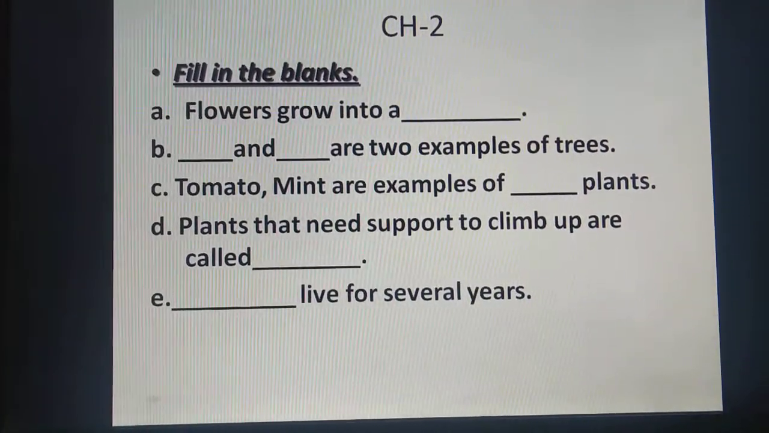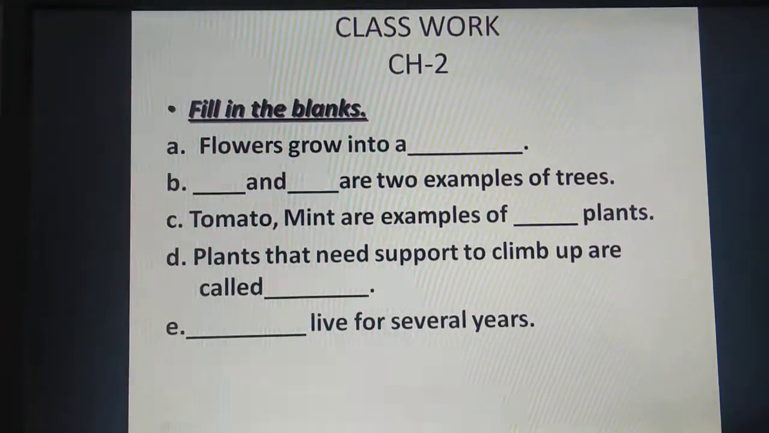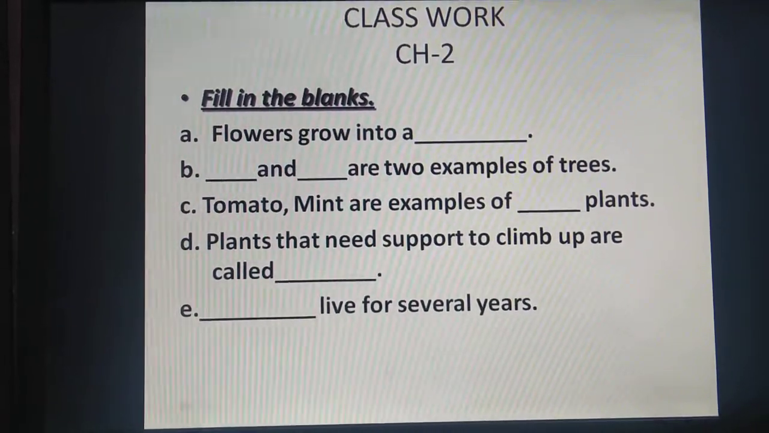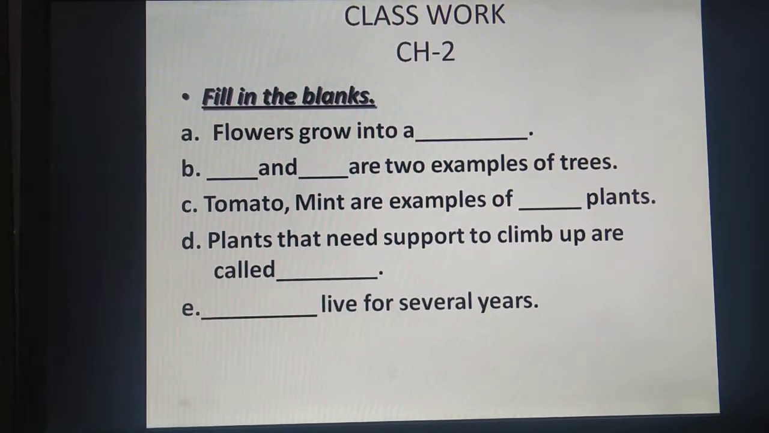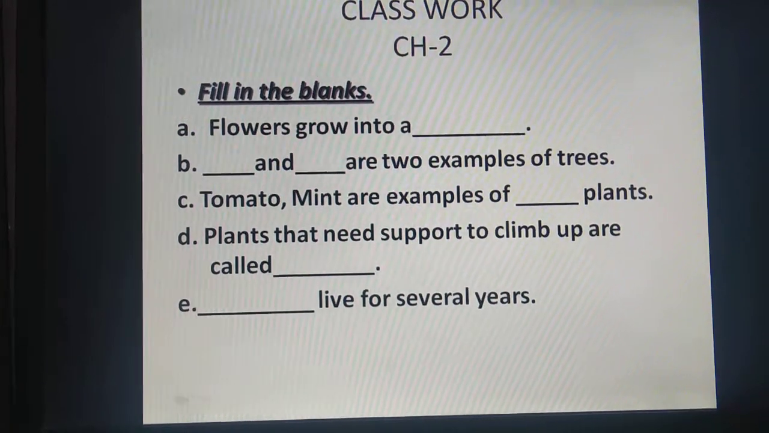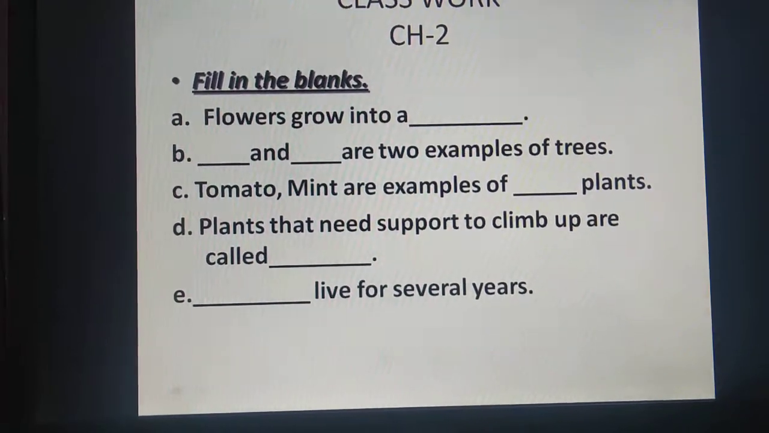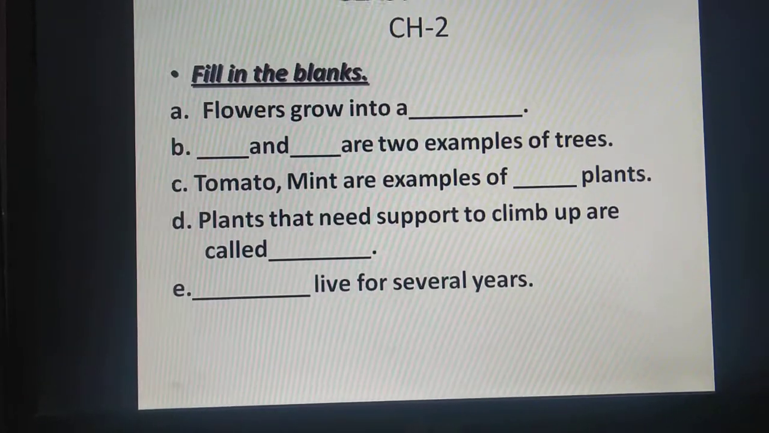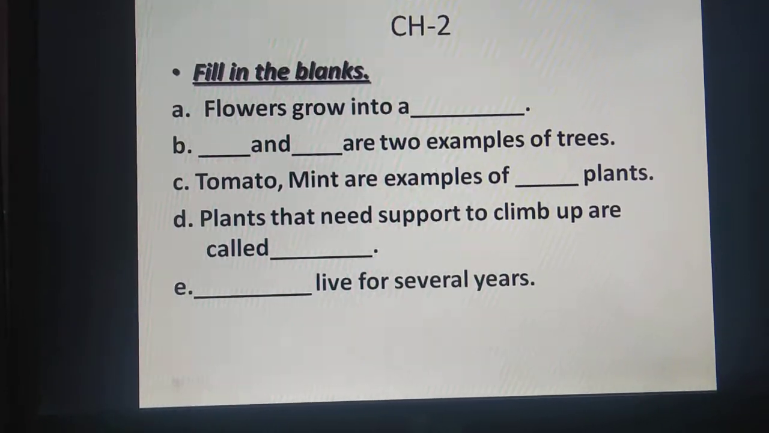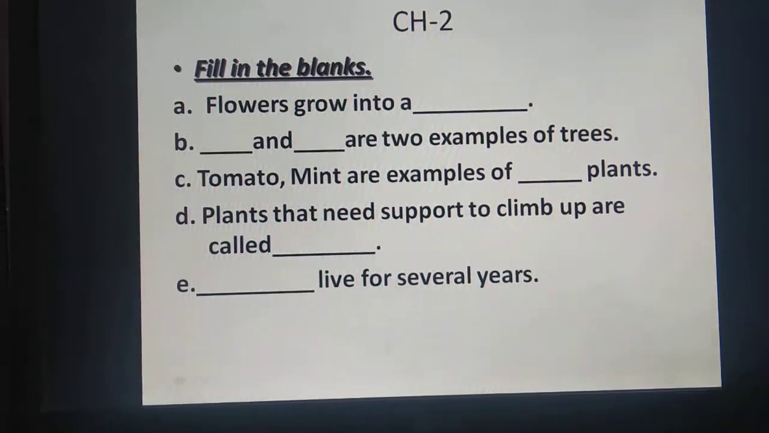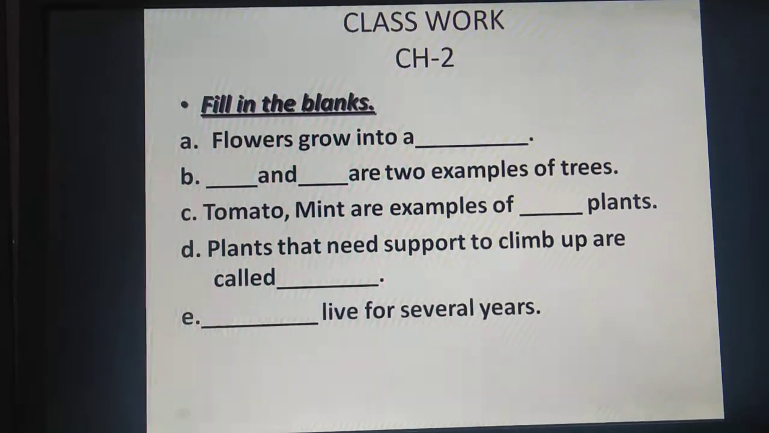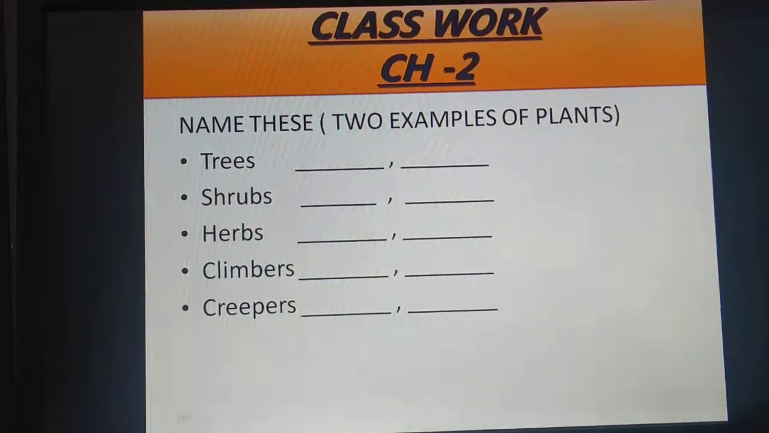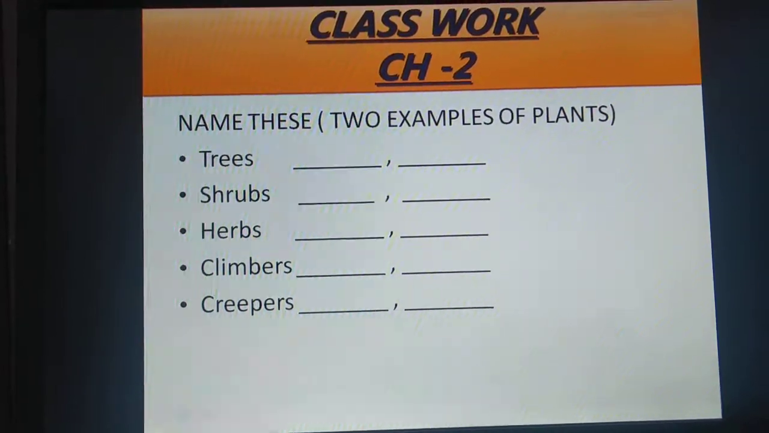And this is also classwork. Fill in the blanks. A, flowers grow into a dash. You have to write the correct answer. B, dash and dash are two examples of trees. You have to write the names of two trees. Tomato, mint are examples of dash plant. Plants that need support to climb up are called dash. You have to write the category of the classification of plant. The last one is dash live for several years. You have to write the correct answer. This is also your classwork, children.